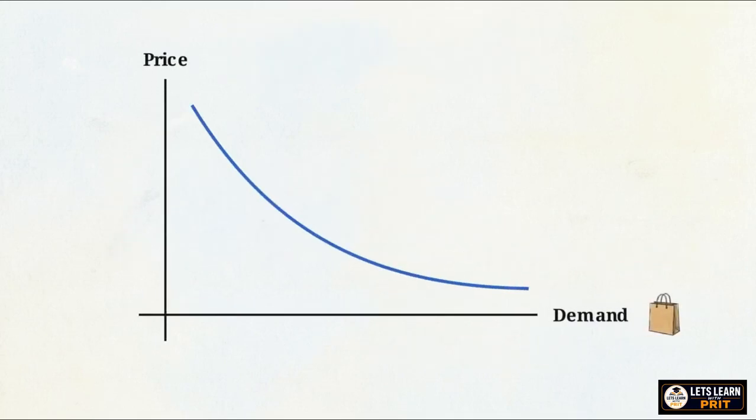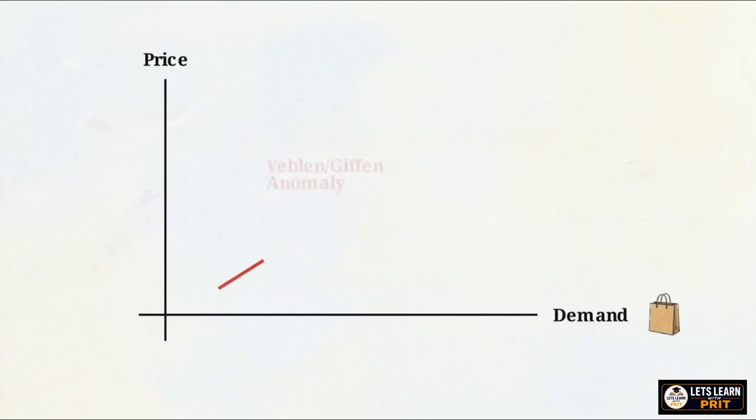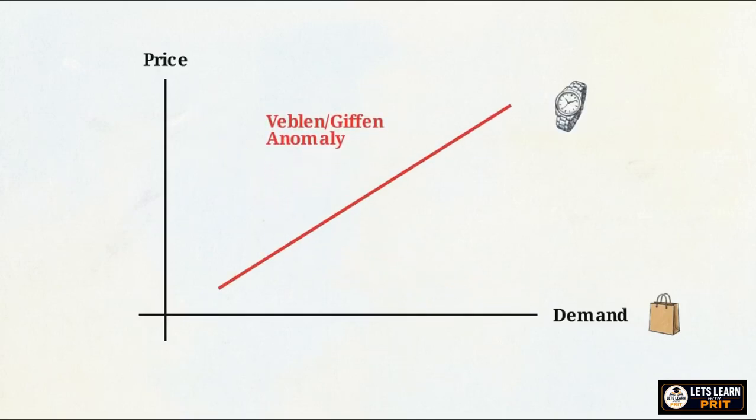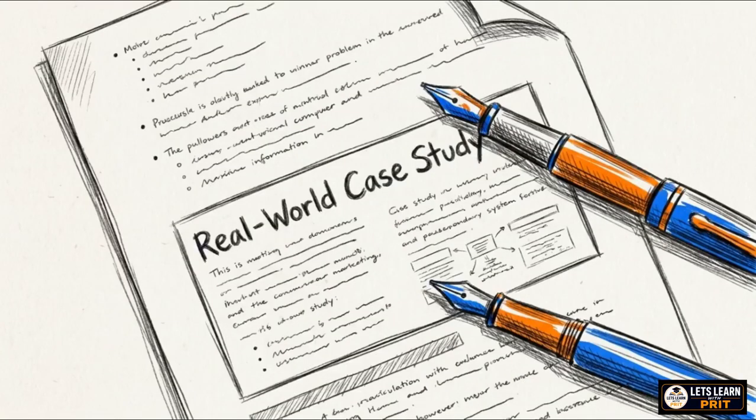Giffen and Veblen goods are the outliers here. For luxury status symbols like high-end watches, a rising price can actually increase demand. The high cost is exactly what makes the item desirable to the buyer. Linking these definitions to a real-world example creates a solid scoring baseline.